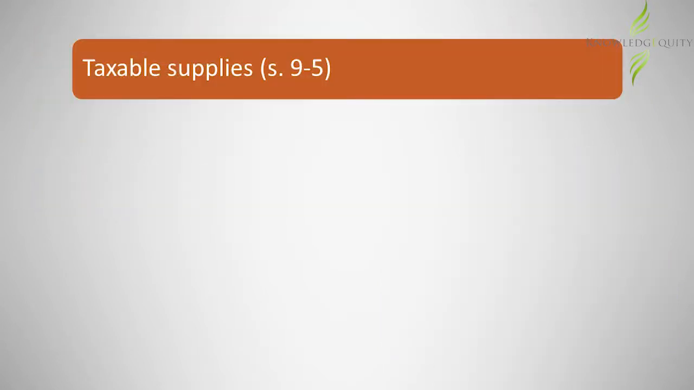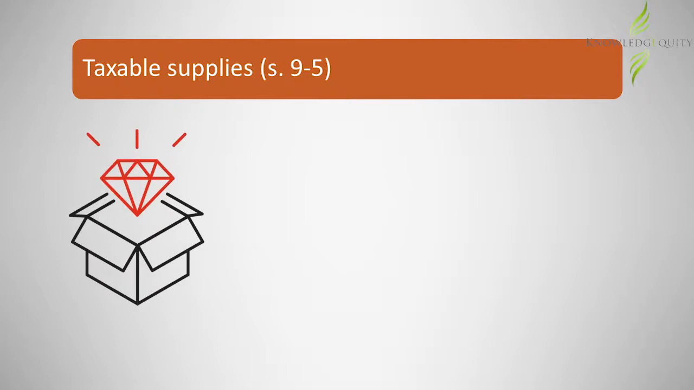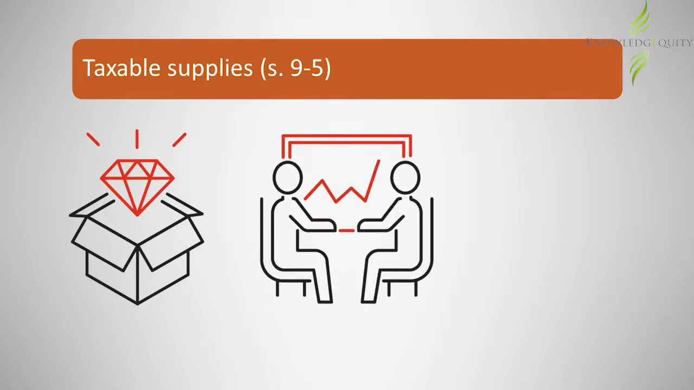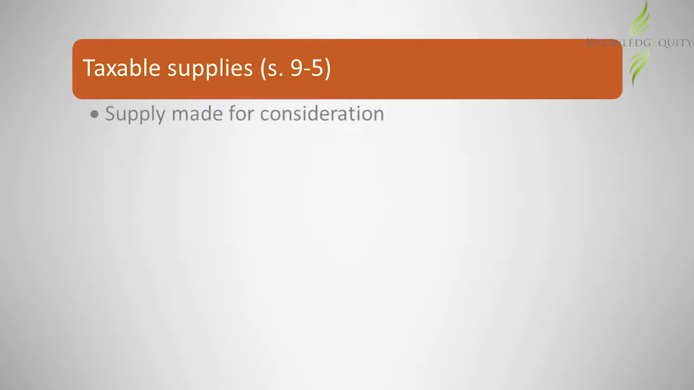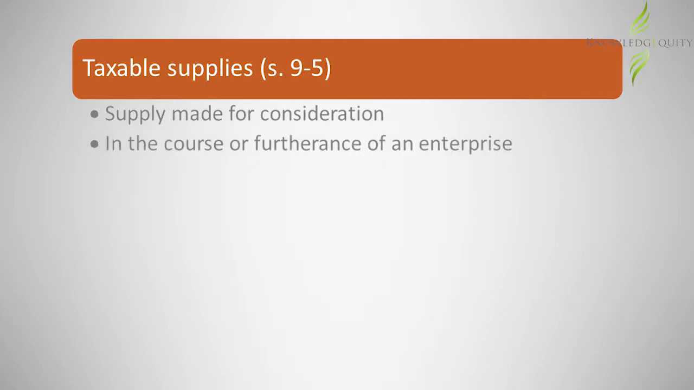Taxable supplies include things like the sale of manufactured goods, the provision of consulting services, and the supply of real commercial property. For taxable supplies, a GST liability arises when a supply is made for consideration, such as the sale of goods for cash payment. The supply is made in the course or furtherance of an enterprise, which is broader than just operating a business, but excludes activities as an employee as well as hobbies.